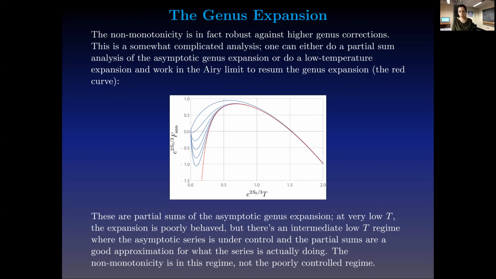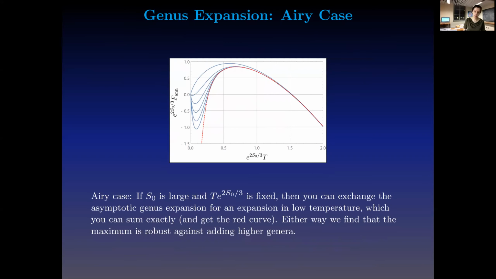So that already suggests that this non-monotonicity is here to stay, even if you resum the genus expansion. Now, this red line over here is actually working in the Airy limit. In the Airy case, if you take S naught to be large and T e to the 2 S naught over 3 fixed, then you can exchange the asymptotic genus expansion for an expansion at low temperature. And that expansion you can actually sum exactly. And this gives you the red curve.